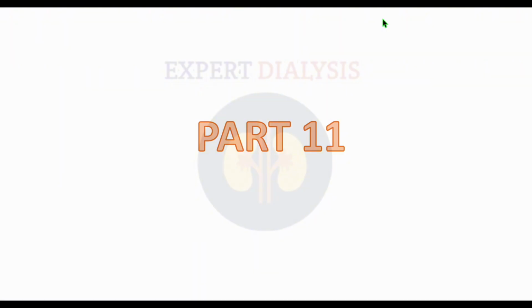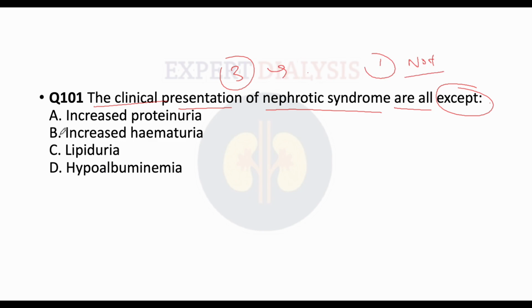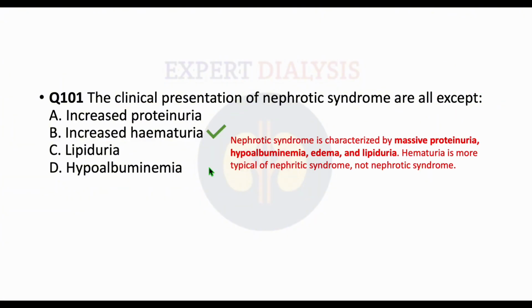So let's begin. The first question says the clinical presentations of nephrotic syndrome are all except. So there will be three options which are indications while one will not be an indication. Let's see the options first. Option A is increased proteinuria, option B is increased hematuria, option C is lipiduria, and option D is hypoalbuminemia. So what will be the right answer? The right answer will be increased hematuria.